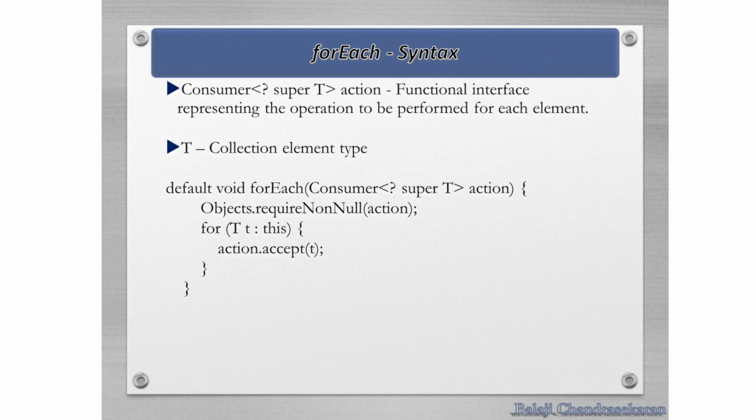The forEach method in the Iterable interface is used to iterate over the elements of the collection and perform an action on each element. The syntax for using forEach in the Iterable interface is as follows. Consumer<? super T> action is a functional interface representing the operation that will be performed for each element. T is the type of element in the collection.